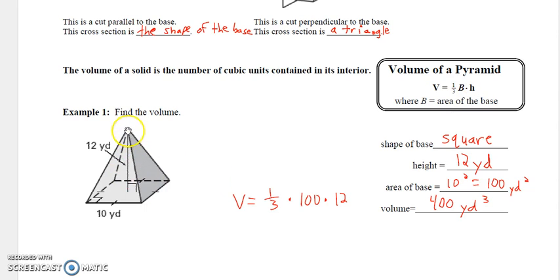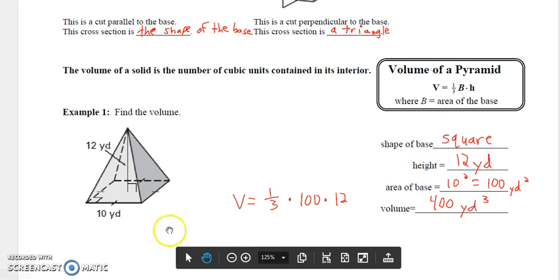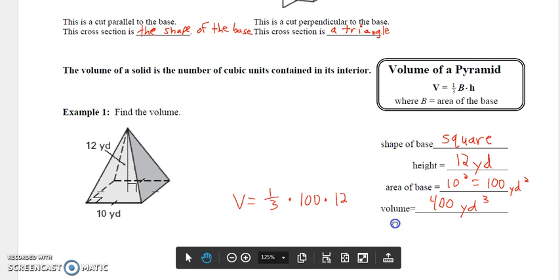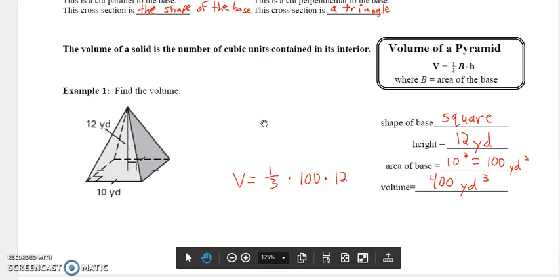Well, the height of the pyramid is this segment right here, which is 12 yards. The area of the base, well, it's a square with a side length of 10, and the area of a square is side squared. So it's going to be 10 squared, which is 100 yards squared. What's the volume? It's 1/3 times 100 times 12, which is 400. And again, since this is volume, it's yards cubed. That one was pretty straightforward.